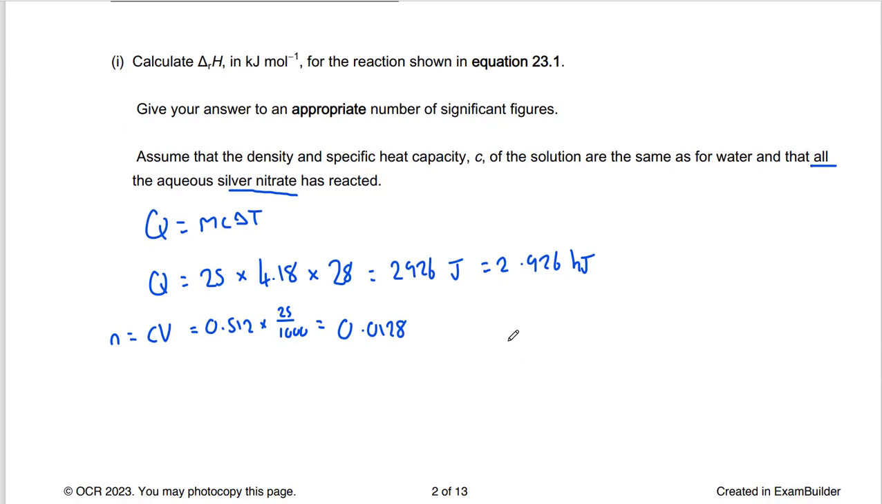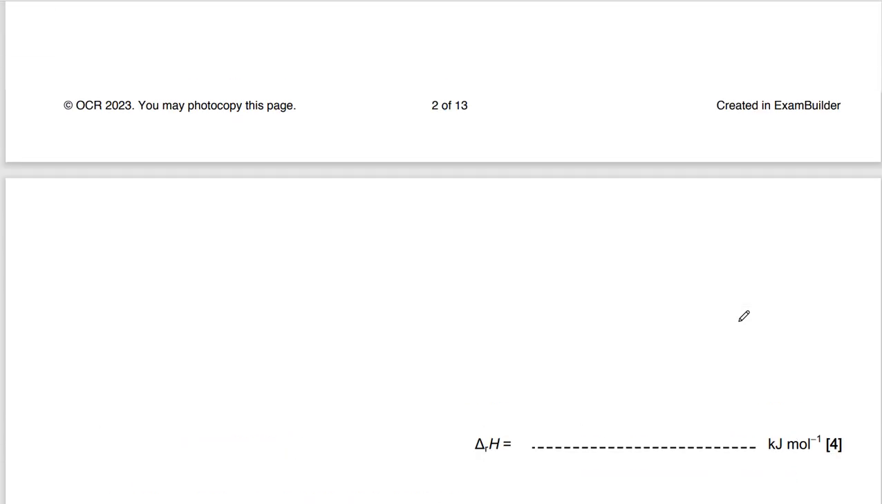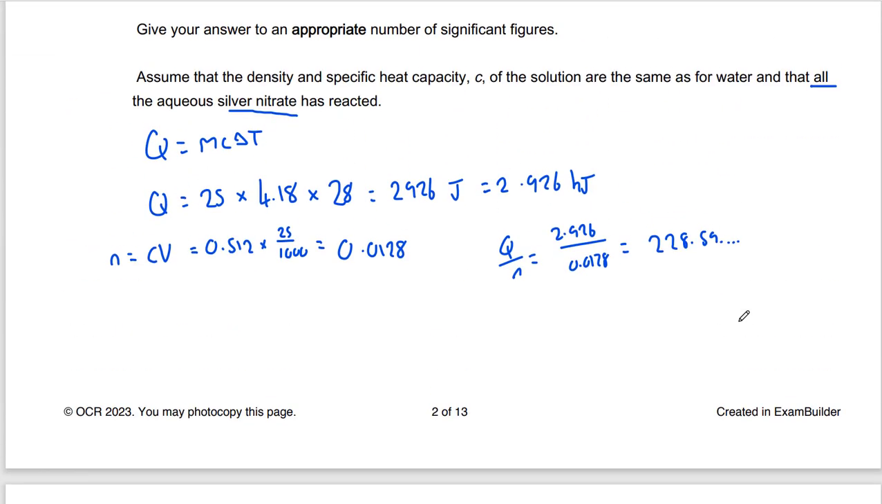And then we just have to do Q over n. So Q over n equals 2.926 over 0.0128. See, it all gets repetitive, doesn't it, at this point? And we get 228.59, and so on. Now, is that my answer? Not quite. First of all, you're probably saying to me, you forgot the negative sign. That I have. I have forgotten the negative sign, but I've also forgotten something else.